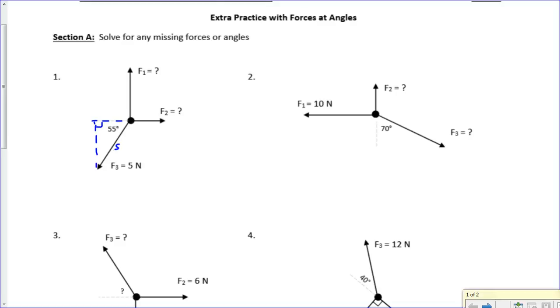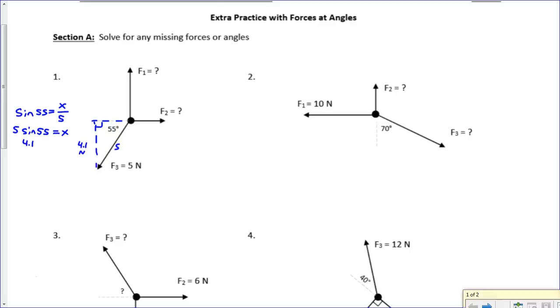So we know that, for instance, for the side that's opposite of 55, we can use the sine function. Sine of 55 is going to give us whatever that opposite side is over our hypotenuse, which is 5. And so we end up with 5 times the sine of 55 equal to x. If you calculate that, you should get 4.1 as the side length there. So on this side, we've got a length of 4.1 newtons.